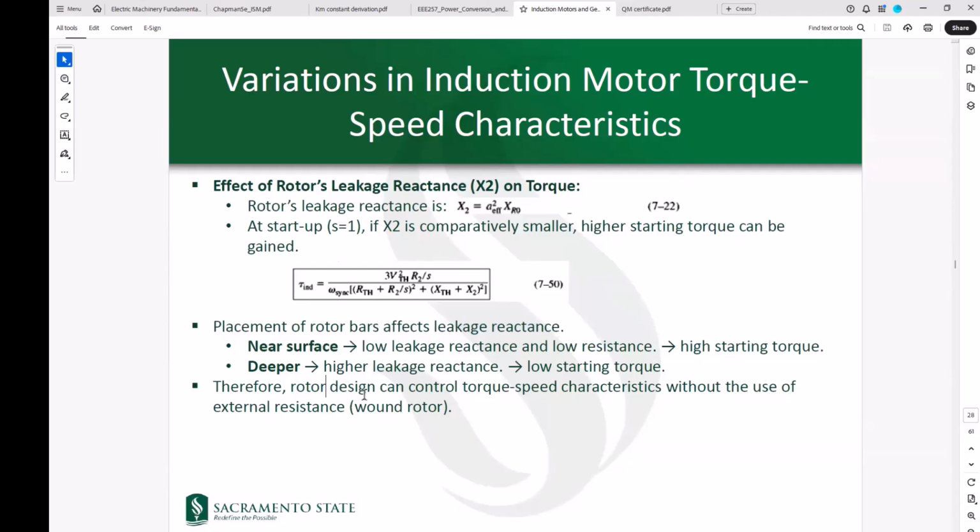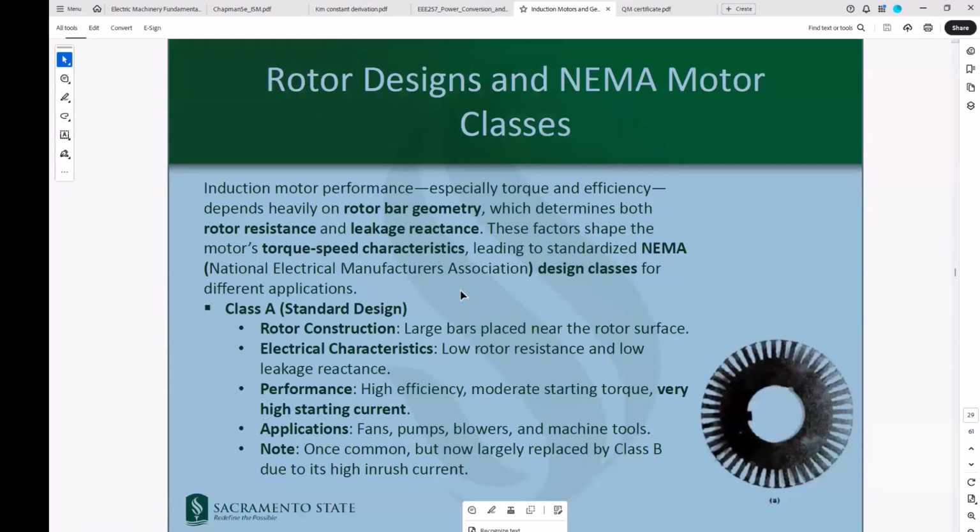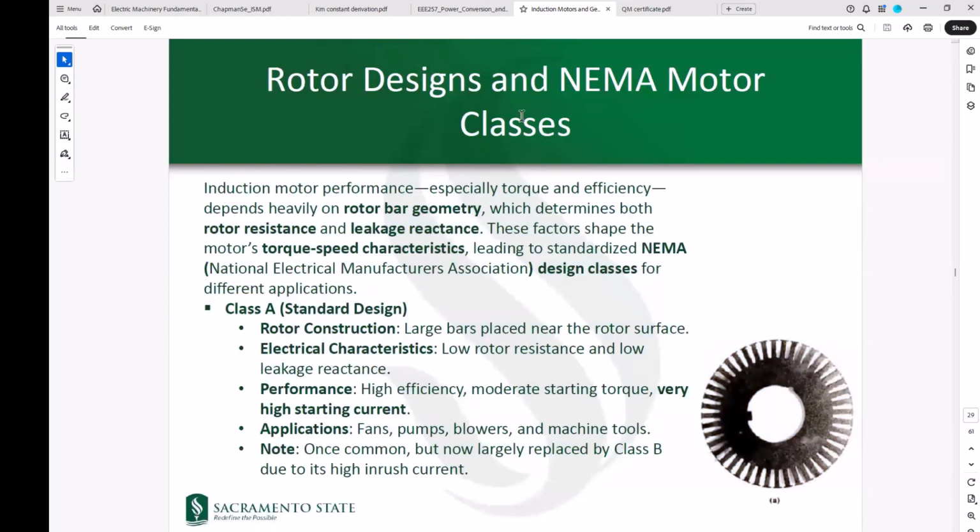Therefore, designers have come up with designs that can provide this condition for us at startup conditions. Designing of the rotor can control this torque speed characteristic without the use of external resistance or without having a wound rotor. This is basically done through different classes of induction motors based on NEMA. NEMA is the National Electrical Manufacturers Association, which based on their recommendation, we have 4 types of designs in induction motors. The first one is Class A, or the standard design.